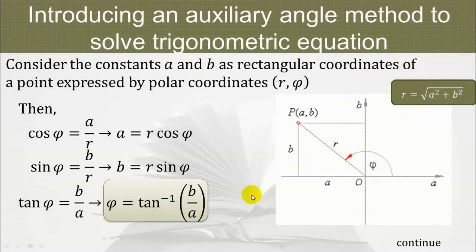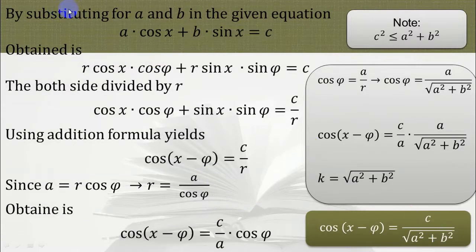So from here we can continue to find the formula. Okay, by substituting for a and b in the given equation, a cosine x plus b sin x equals c, we obtain: we already know a is r cosine p, and b is r sine p, equals c. Then we divide both sides by r, so we get cosine x times cosine p plus sine x times sine p equals c over r.